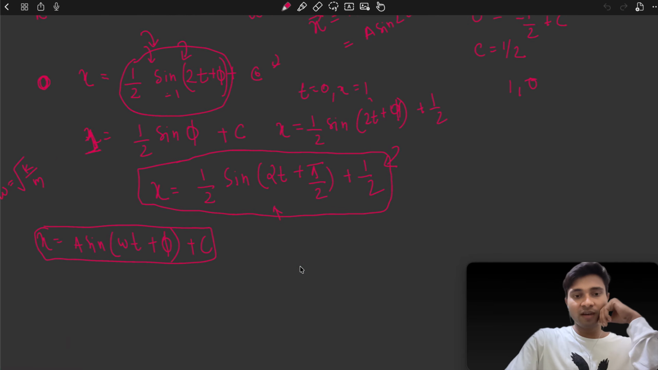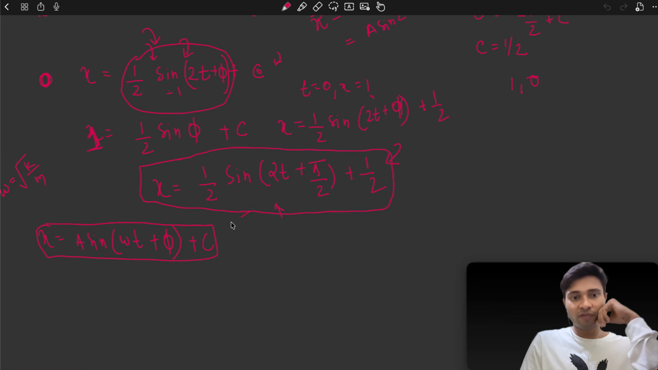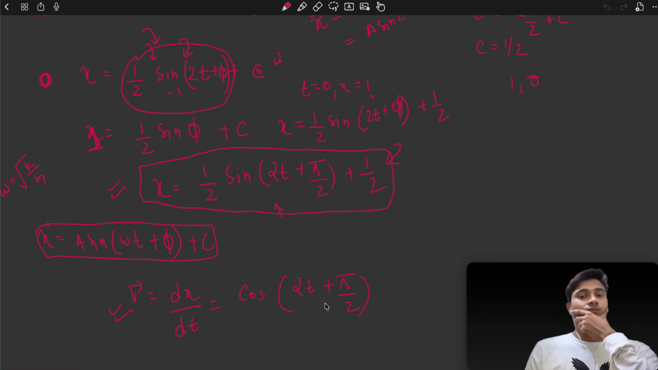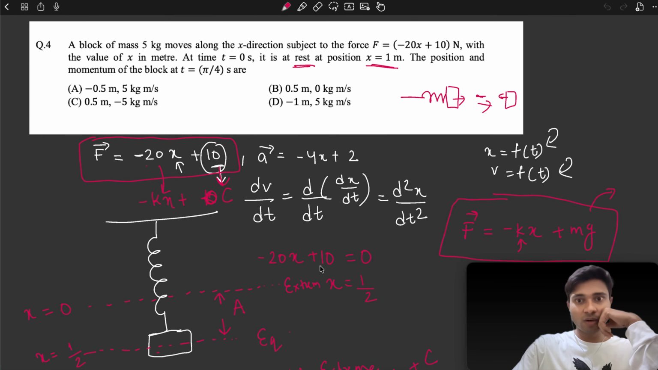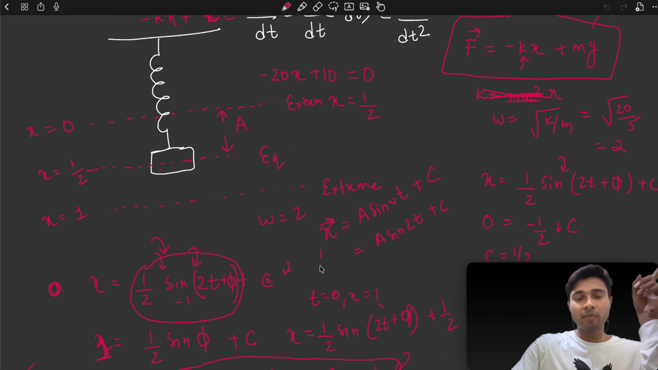Now how can we figure out velocity? We just have to differentiate it. Velocity is dx by dt, and if we differentiate it, we get 1 by 2 differentiates to 0, and 2 cos(2t plus pi by 2). So I got the term for velocity and for acceleration. What was the question? The question was to figure out the position and momentum at t equals pi by 4.